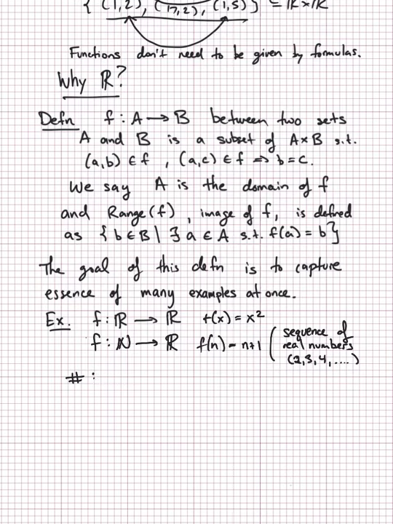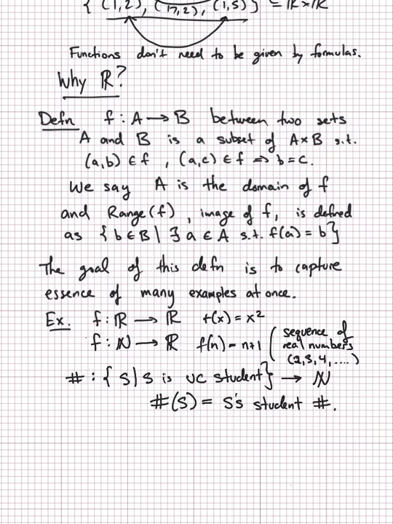So I could have the function which I'm just going to denote by number. It's going to input the set of UChicago students. So my S is a UChicago student. That's a good set of people. Okay. And the output is going to be the natural numbers. And the way that I'm going to define the function is it's just going to input a student, and then it will output the student number. Okay, so the UChicago student number.